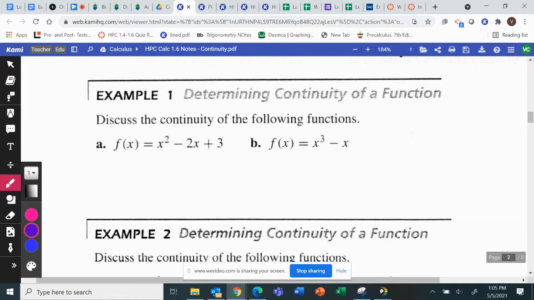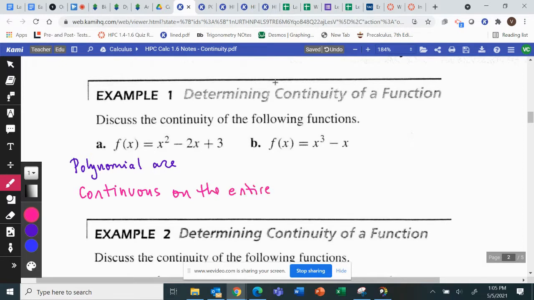This is how the book wrote it. They said polynomials are continuous on the entire real line. That's how they worded it. But if we were just having a discussion, we would say they're continuous the whole time. No discontinuities. And question B is also a polynomial, so it has the exact same answer.